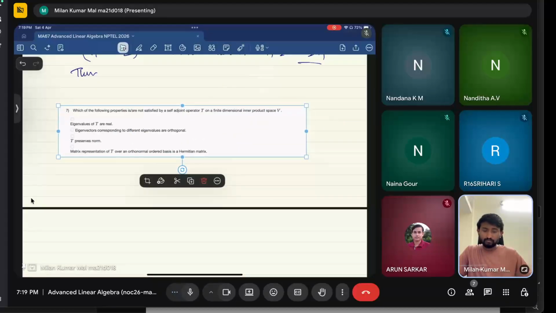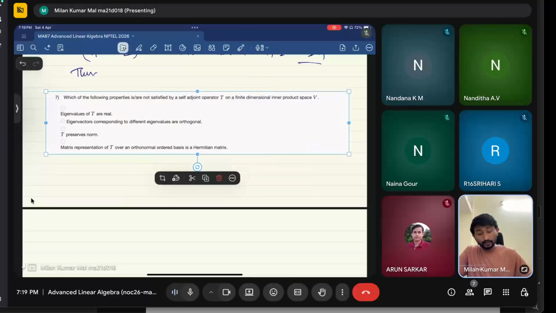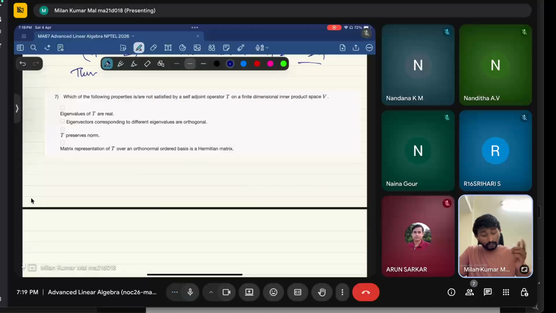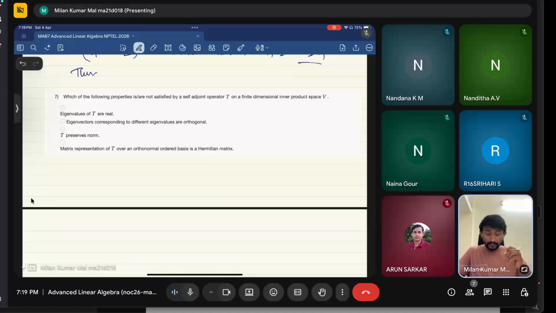So what this next problem says, this is something we have to start. We have to read some new things here. But still, let's read what this problem says. Which of the following properties is or are not satisfied by a self-adjoint operator T on a finite dimensional inner product space? We have to find which of the properties are not satisfied by the self-adjoint linear operator T.